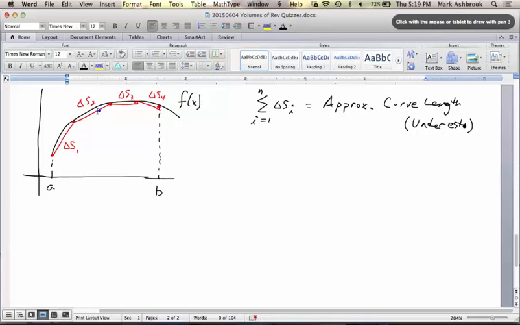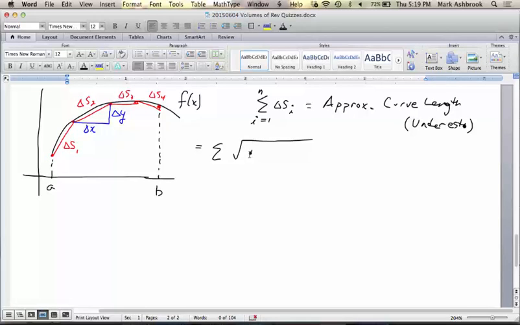So if we look at, just say this is a typical one right here. We want to get the length of that. How can we get the length of that? Square root of the change in x. Yes, exactly. We're going to use the Pythagorean Theorem, right? What is this right here? Delta x. And this is delta y. So delta s is going to be the square root of delta x squared plus delta y squared.